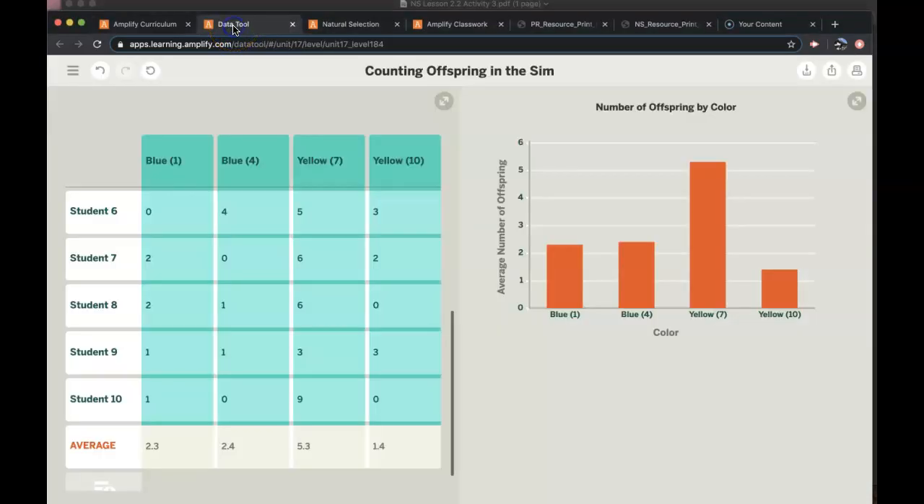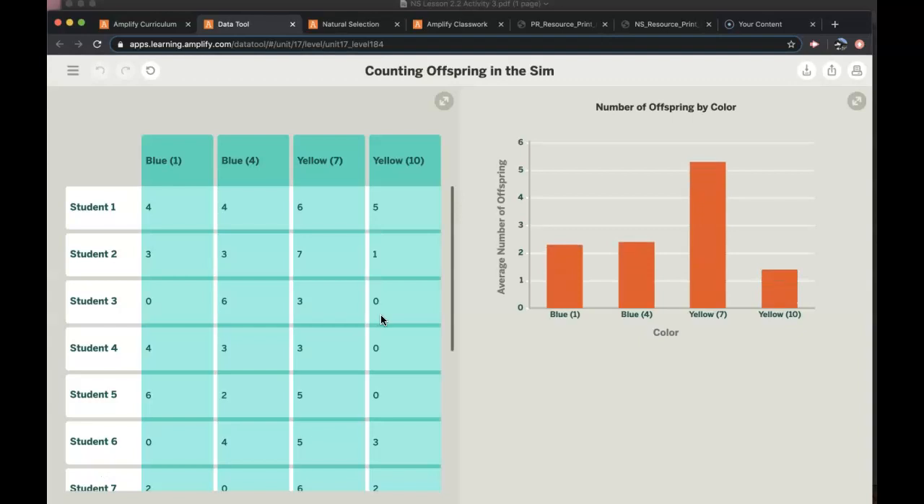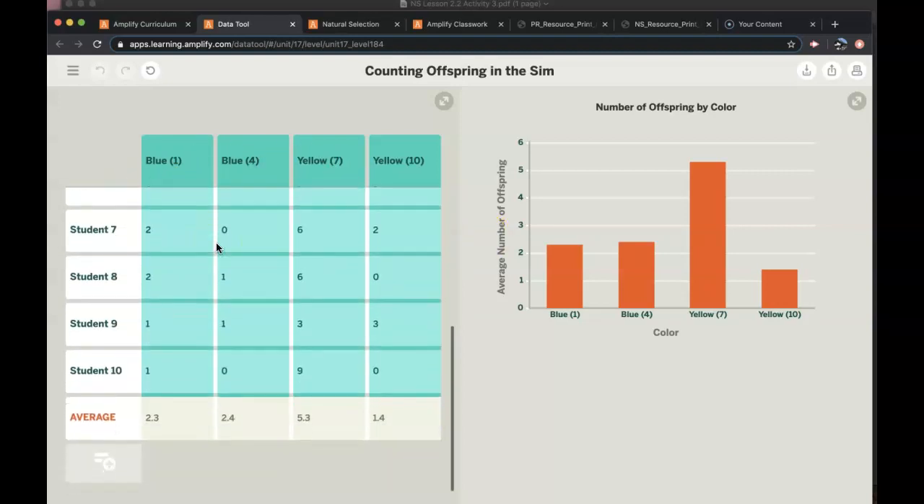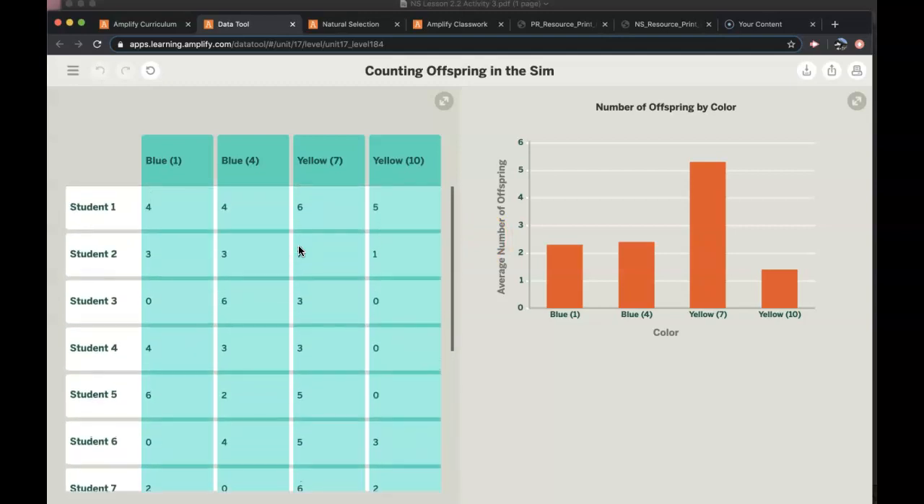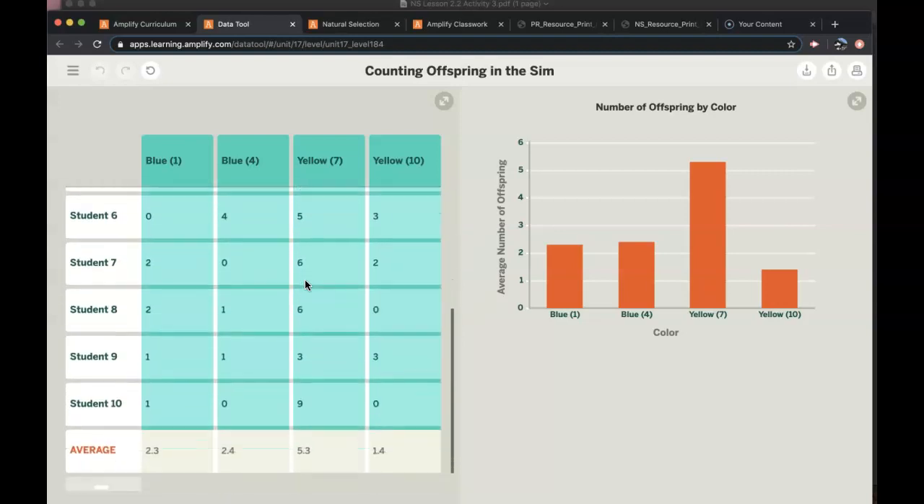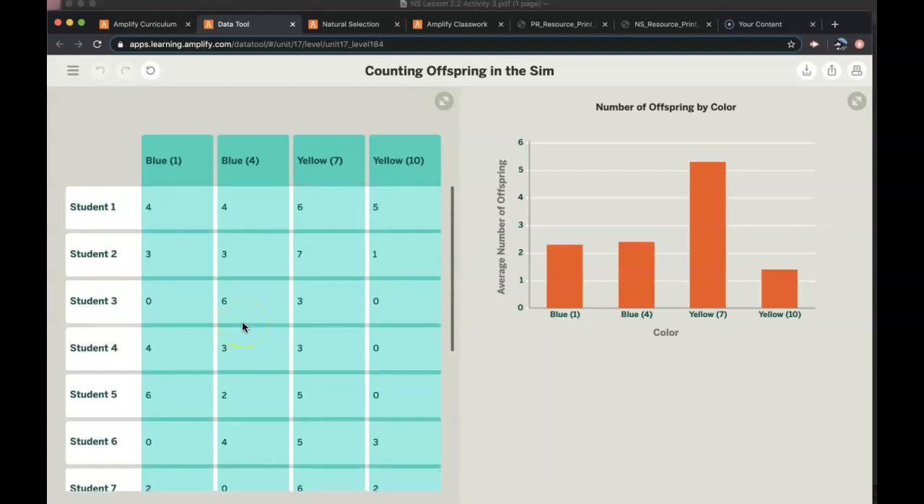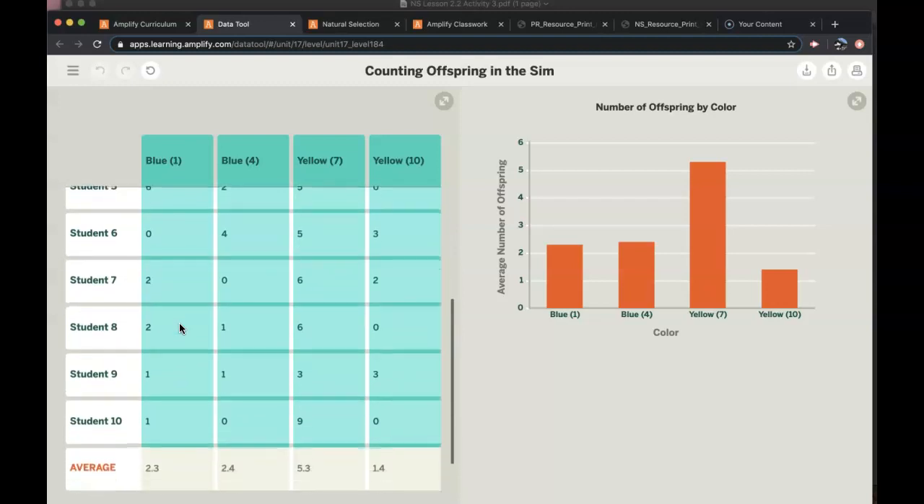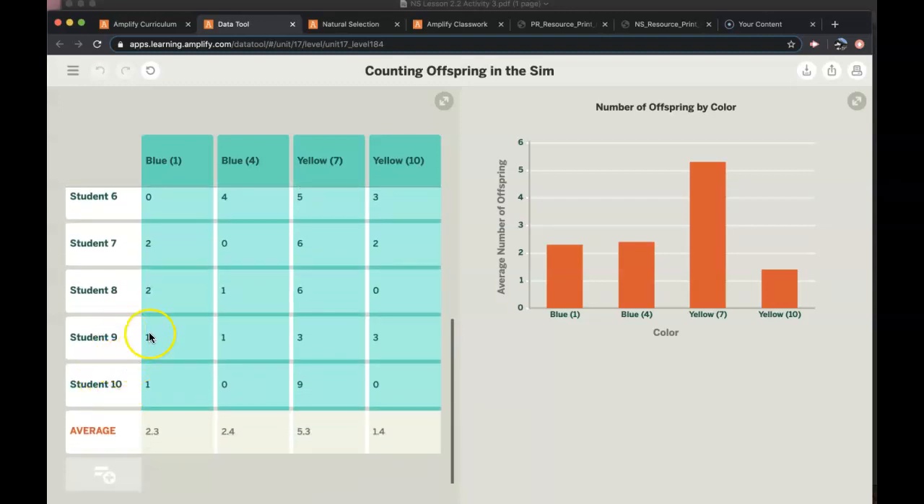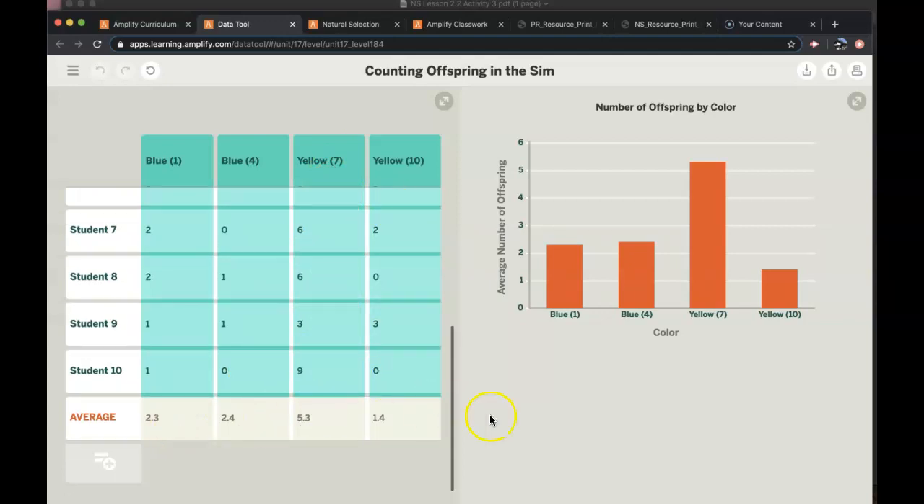So to do this, we are going to use the data tool. In class, I would have asked a bunch of groups to give me their numbers for their data tables, and we would have filled it out for about 10 students. So I've gone ahead and run the sim and done it 10 times, and I got this data set. This data tool also averages, so it adds up all of blue one and then divides by 10 because there's 10 numbers. Adds up all of blue four and divides by 10, adds up all of yellow seven, divide by 10, etc. So then these are the numbers, and then that is graphed over here.